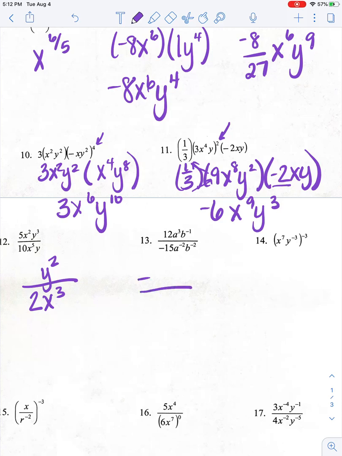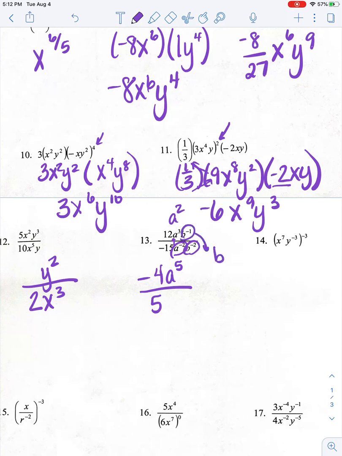And number 13, I'm going to kick that negative up to the top because I think negatives on the bottom are weird. 12 and 15, I can reduce by 3. That's going to give me 4/5. All right, this is going to move to the top and become positive. So I'm going to combine it with the a to the third. That's going to make it a to the 5th.